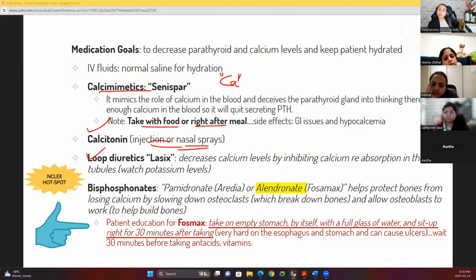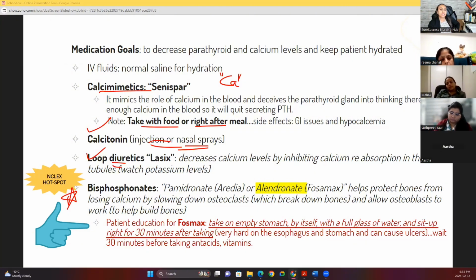Loop diuretic will remove everything: calcium, potassium, everything. And whenever you're giving a loop diuretic, don't forget the general signs and symptoms: low potassium, low sodium, dehydration, etc. can happen. This next one is very, very important, which is bisphosphonate.